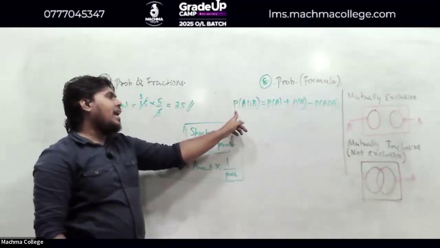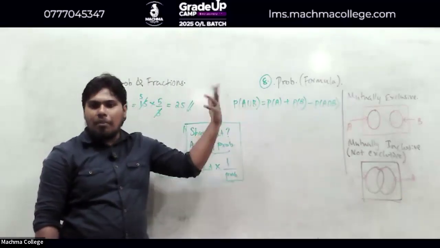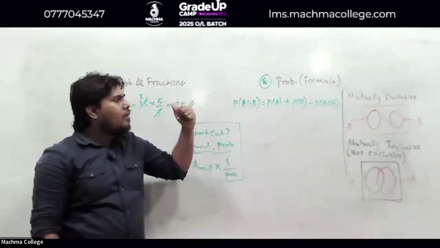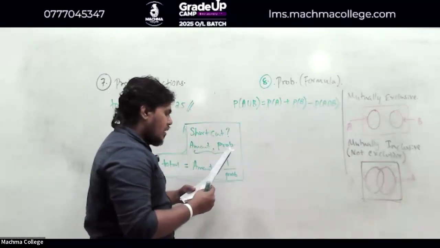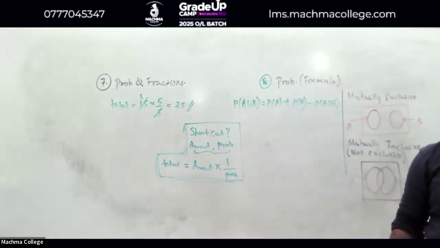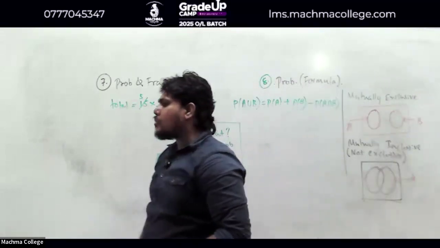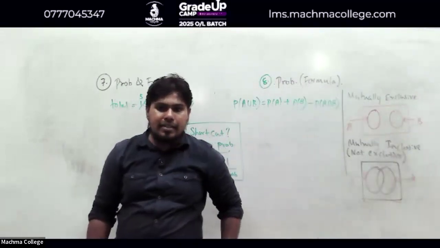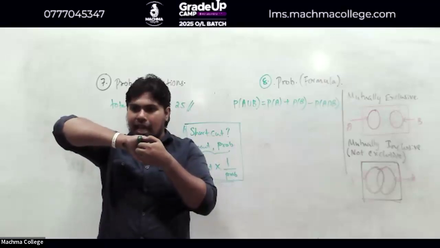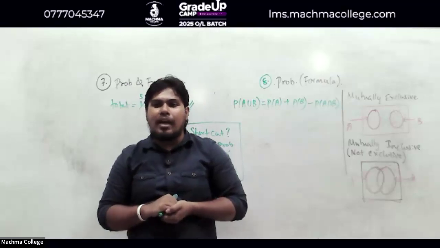Same as N, in the places of N we have P. N is number of elements, P is the probability. That's the only difference. Now they say that A and B are two mutually exclusive events. Exclusive events means what? No intersection. If there is no intersection, there is no event there, so no probability can be calculated there.